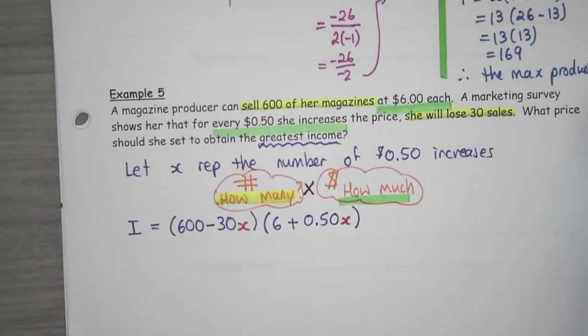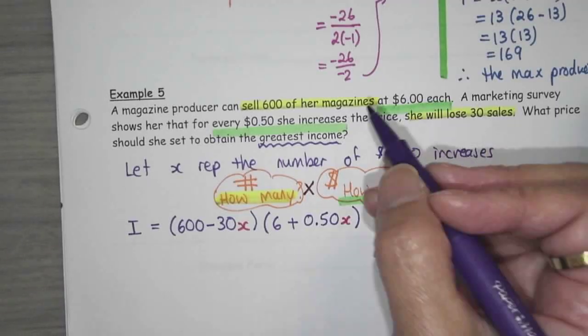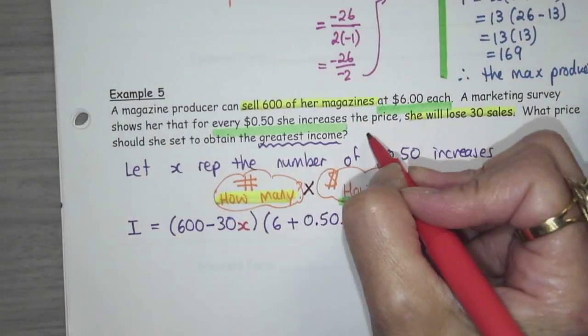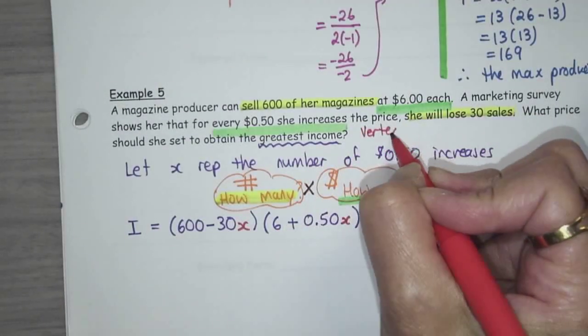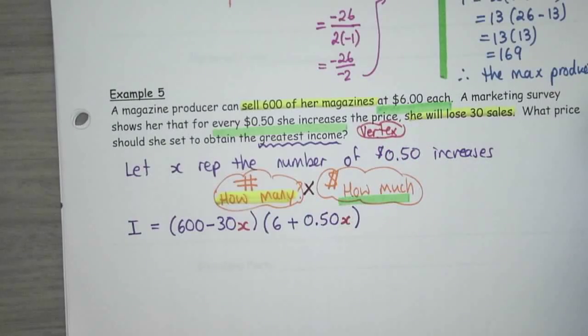And that's it. So now we just have to answer the question, right? So the hard part is setting it up. And then now I want greatest income. So that means I want the vertex. Greatest income. These are all vertex questions. All we're doing in 3.2 is vertex questions. We want to find the vertex. Later on in the chapter, we're going to add the roots to it, and then we'll have to decide which type of question we're answering. But for 3.2, they're all vertex questions.